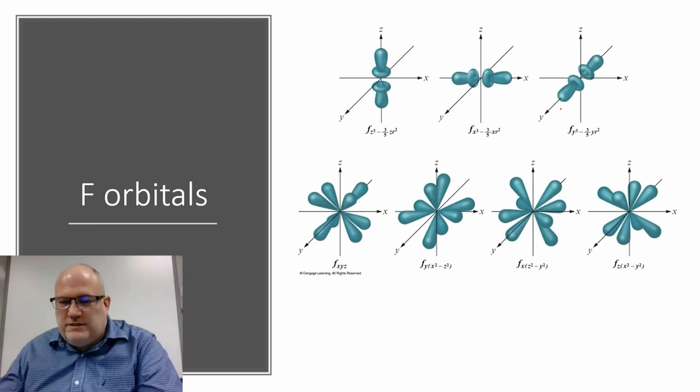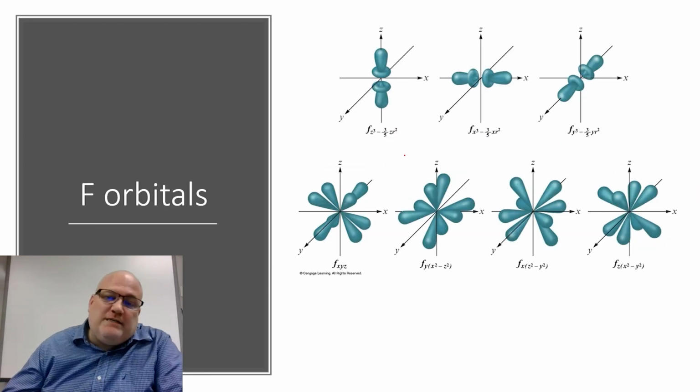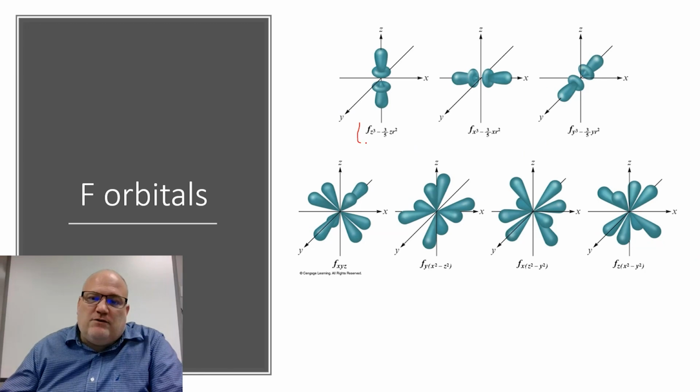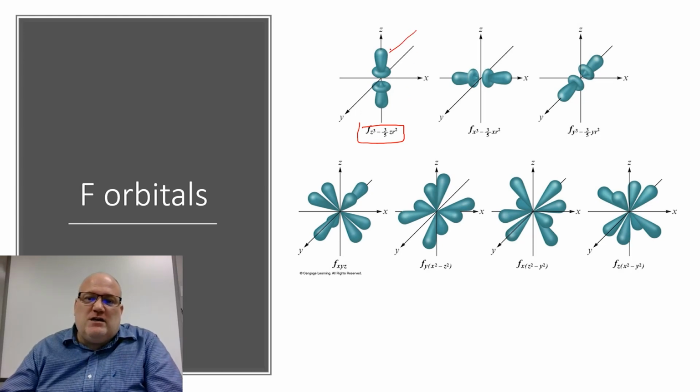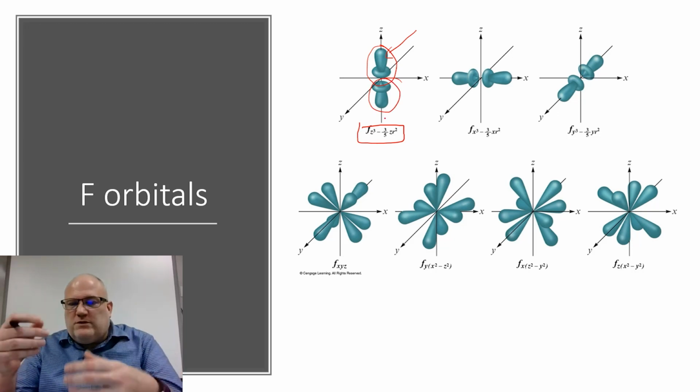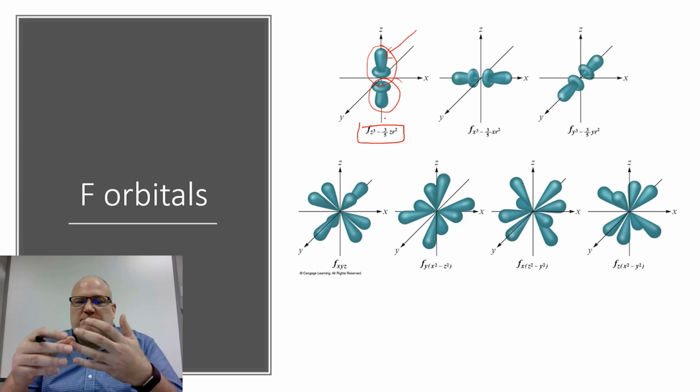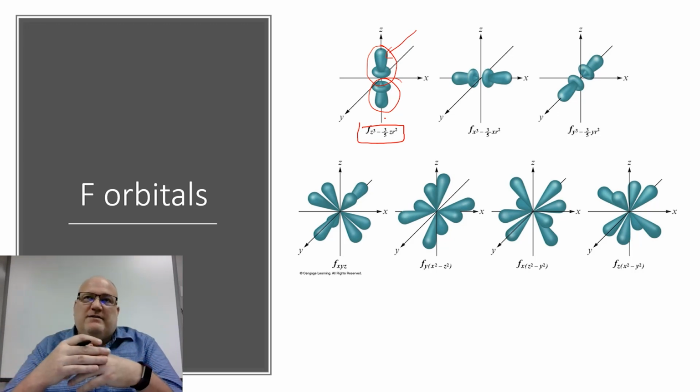The f orbitals are the most complex, and they're crazy if you take a look at even how they're annotated. Take a look at this: Fz cubed minus 3/5 zr squared to get this weirdish looking blobbish thing. Again, electrons live inside these spaces right here and here. So the 4 orbitals that we need to be aware of are s, p, d's, and f's, and that'll allow us to then put electrons into these orbitals.